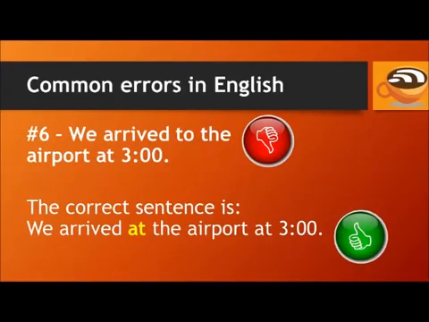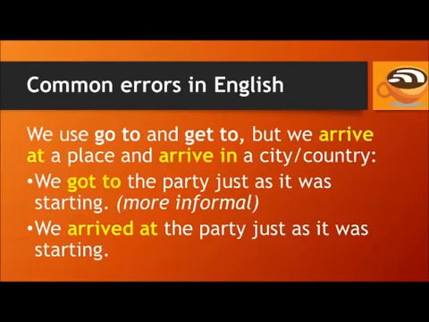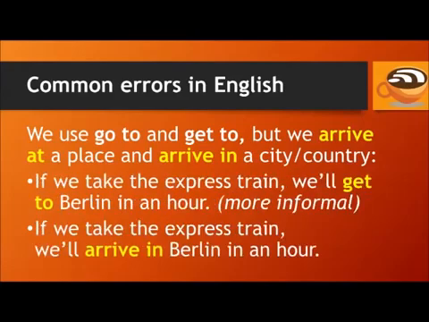Number 6. We arrived to the airport at 3 o'clock. The correct sentence is, we arrived at the airport at 3 o'clock. We use go to and get to, but we arrive at a place and arrive in a city or country. For example, you can say, we got to the party just as it was starting. Got to is an informal way to say arrived at. We arrived at the party just as it was starting. If we take the express train, we'll get to Berlin in an hour. Or, if we take the express train, we'll arrive in Berlin in an hour.